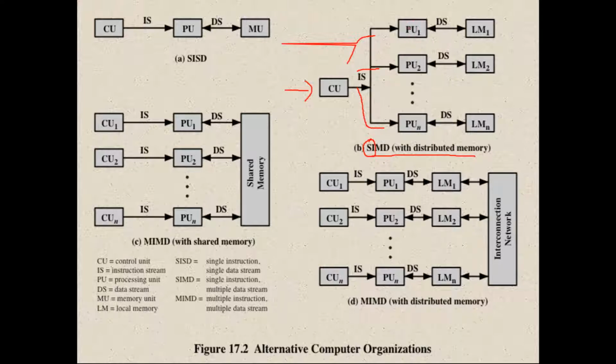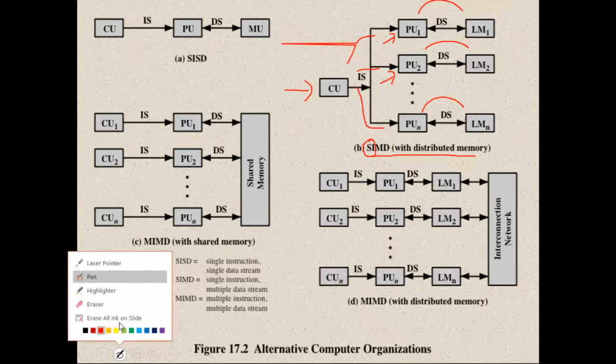Different processing units have different memory units. Processor P1 has its own memory, P2 has its own memory, Pn has its own memory. A processor can also be called a processing unit. PU1 has its own memory, PU2 has its own memory, up to PUn, and the data comes from here. So the instruction is the same, but they will work on different data. Typically an SIMD will follow distributed memory because each processing unit needs different data. They are not going to work on the same data, so they won't be following a shared memory. So this is about SIMD.